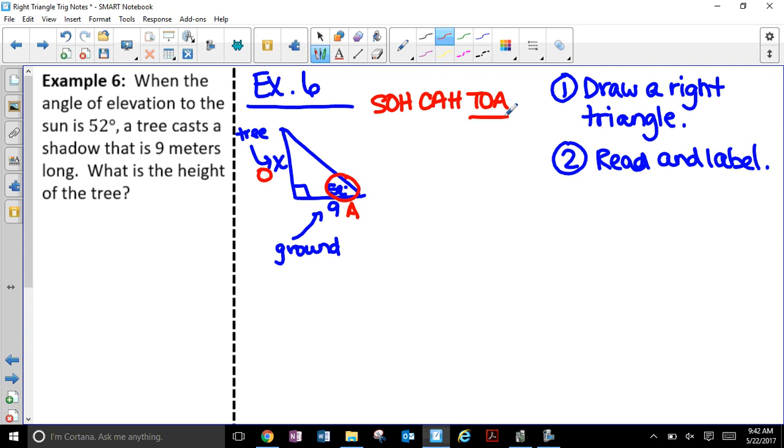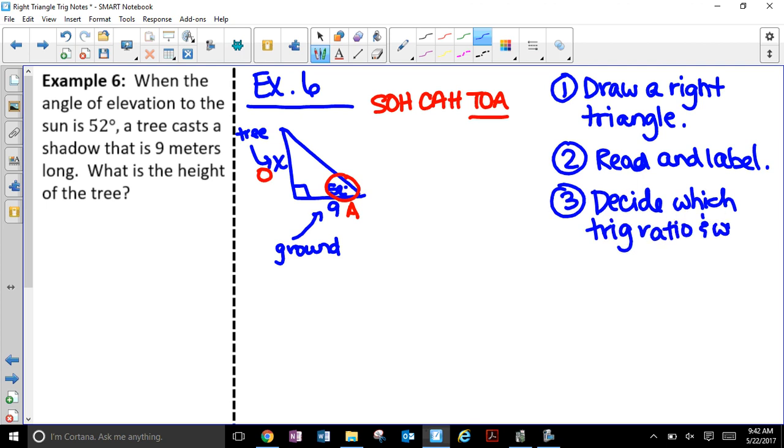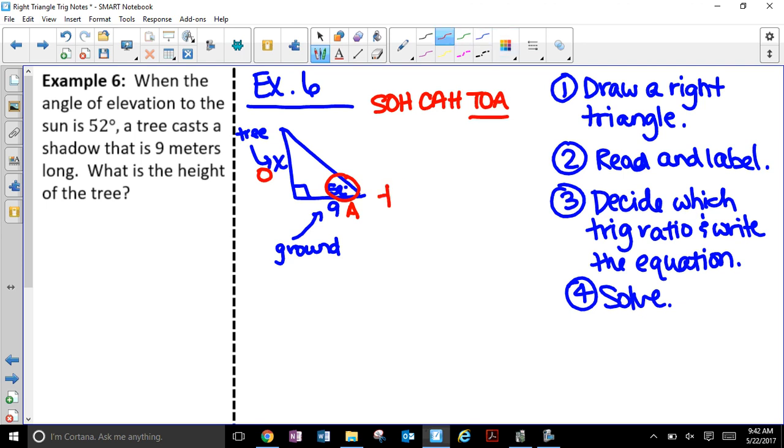Okay, so now that was our step 3. Decide which trig ratio and write the equation. And then our 4th step will be to solve. Okay, so we decided it's going to be tangent. So then it's going to be tangent of 52 degrees equals opposite over adjacent, X over 9.